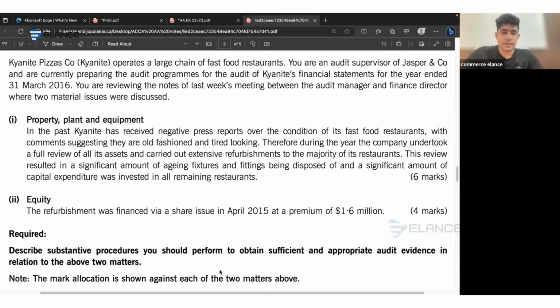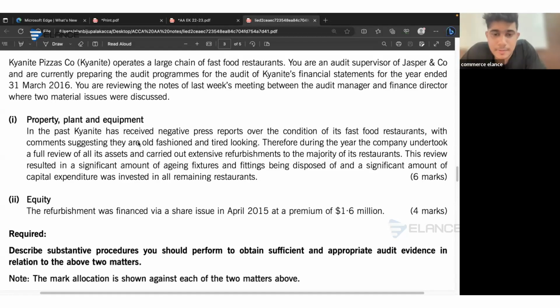In the past, K has received a negative press report over the condition of its fast food restaurants, with comments suggesting that they are old-fashioned and tired-looking. Therefore, during the year, the company undertook a full review of all assets and carried out extensive refurbishment to the majority of its restaurants. This review resulted in a significant amount of aging fixtures and fittings being disposed of, and a significant amount of capital expenditure was invested in all remaining restaurants. So what's the actual substantive that the examiner is demanding here?